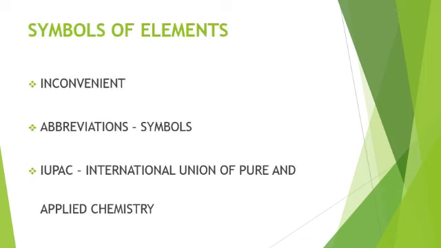Next, move on to symbols of elements. It's very inconvenient to write the full names of elements every time while describing their reactions. So, to overcome this problem, we use abbreviations known as symbols to denote elements. A symbol of an element is one or two letters long and is chosen by the International Union of Pure and Applied Chemistry, that is IUPAC. Hence, it is accepted as a standard symbol throughout the world. A symbol represents one atom of an element.